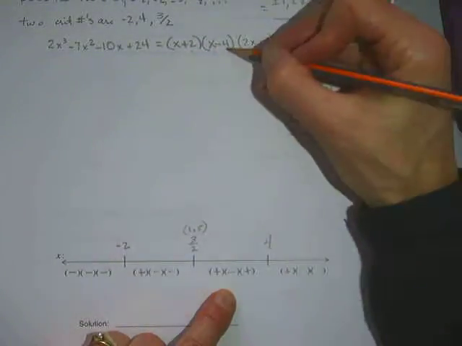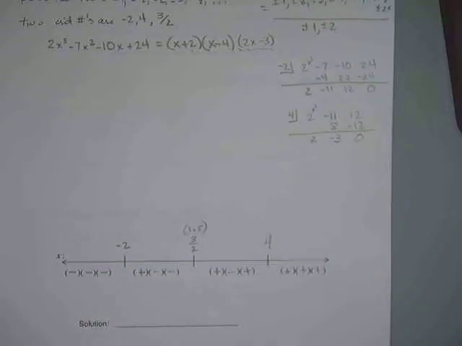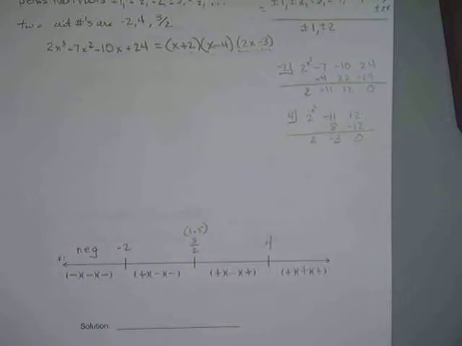A number between here and here, 2? Sure. Okay, put 2 in here, positive. 2 in there, negative. 2 in here, positive. Okay. What number do you want to test here? 5. Okay, 5 in here, positive. 5 in there, positive, and positive.